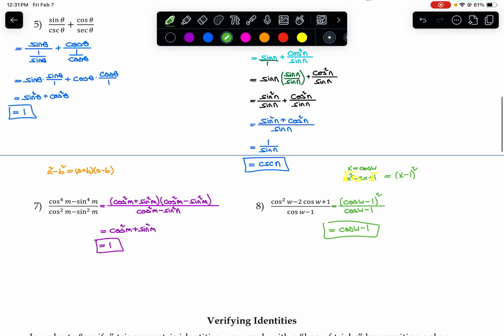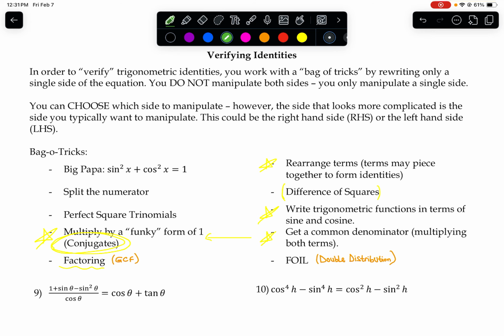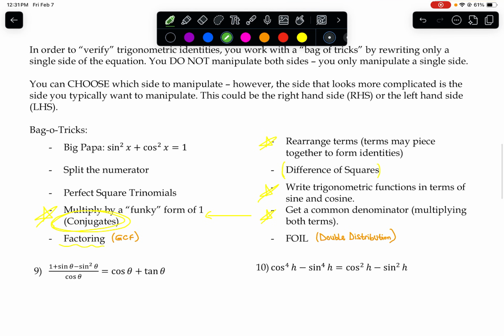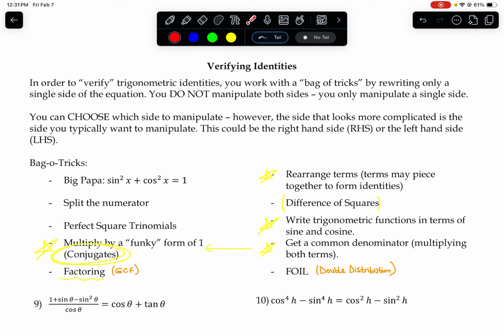So now that we did some practice from day 1, now we're going to move into verifying identities, which, like we talked about before, we're going to use this bag of tricks to help. But we're going to add on to it a little bit. So with verifying, you're going to work with that bag of tricks by rewriting only a single side of the equation. This is super important.